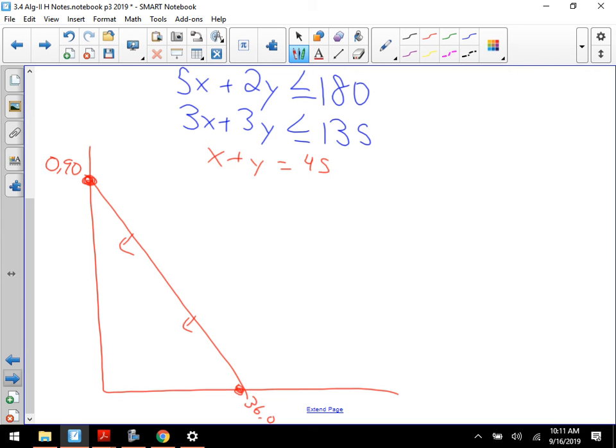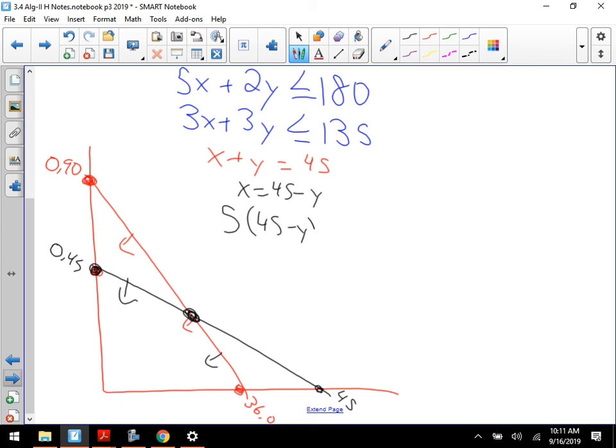The other one's at 45s for each. And lo and behold, they ran into each other. So, set it up however you want. X is 45 minus y. So 5 times 45 minus y plus 2y is 180.